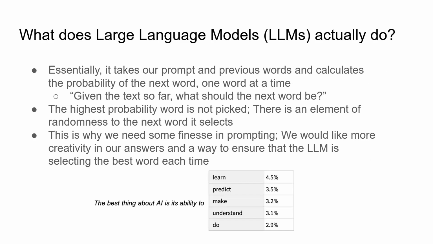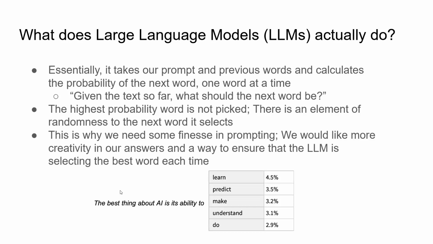So first, before we dive into some prompt engineering, I think it will be very useful to go over what large language models such as ChatGPT actually do under the hood at a very, very high level. We won't go too in depth about the computational aspects. But essentially what it does is it takes a prompt and the previous words that it generates and calculates the probability of the next word being the next word. And it goes one word at a time.